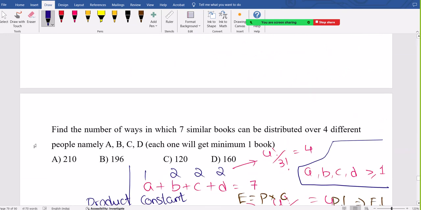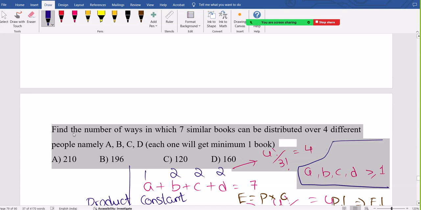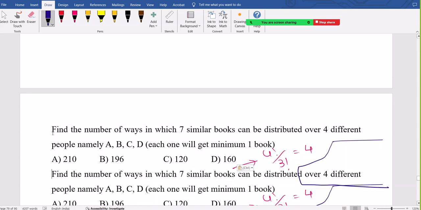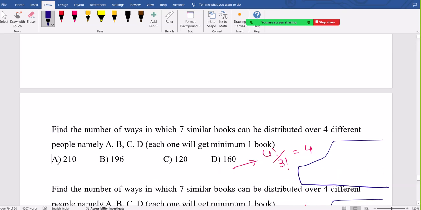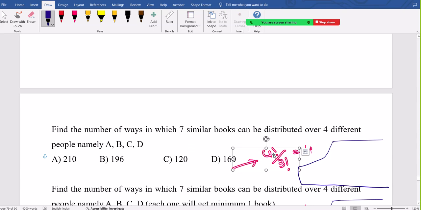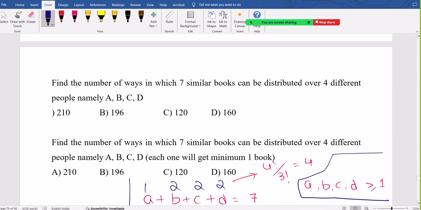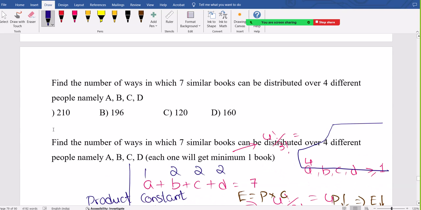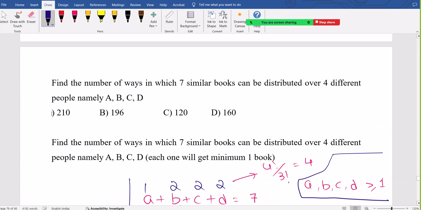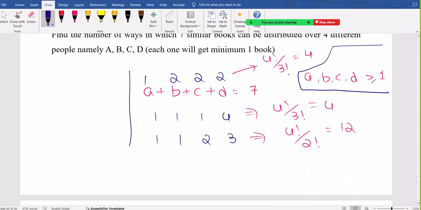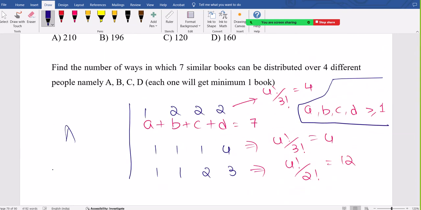The answer which I gave previously is considering minimum one book. Now we'll go without that condition. No conditions now. Previous one, all options eliminated. Answer is 20. Each one will get minimum one book, means the answer will be 20. Perfect. Answer 20 for this.